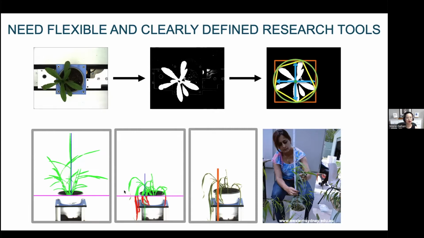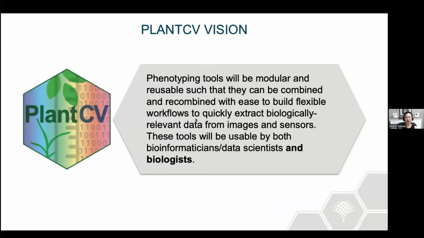And if we're doing a drought experiment, we might want to use that information as a proxy for drought. So how much plant height is above the line versus below the line, how much plant area is above the line versus below the line. And so that's really why we started to develop PlantCV almost 10 years ago.